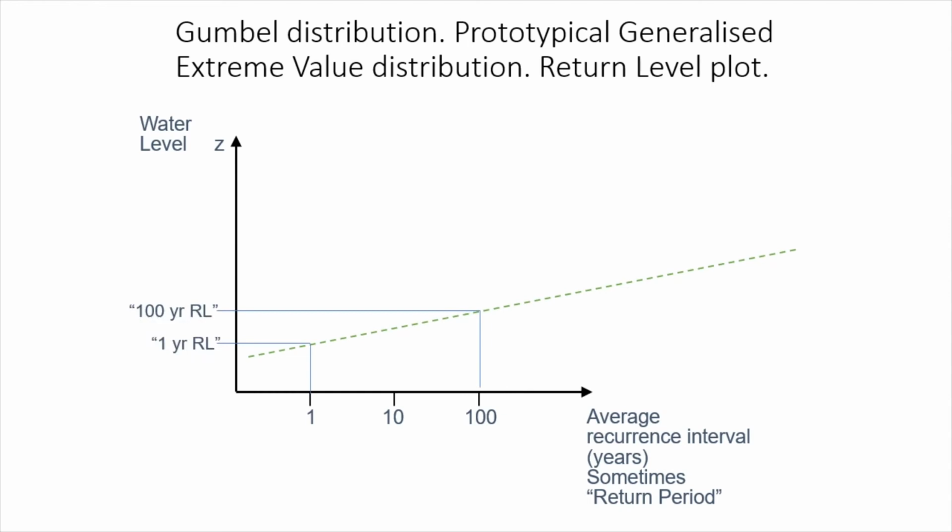We can read off the so-called 100-year return level. This is the level which we expect to occur on average once every 100 years. We can also read off the 1-year return level. This is the level which we expect to occur on average once per year. Of course, this does not mean that it is guaranteed to occur every year. There will be some years with one occurrence, some with two or more, and some with none.